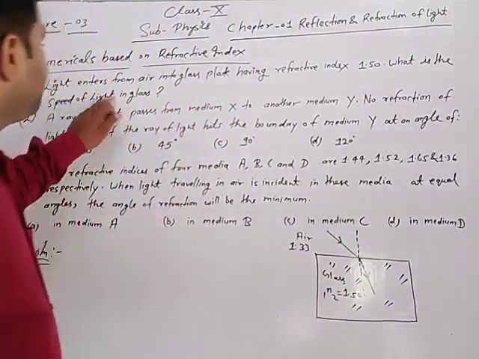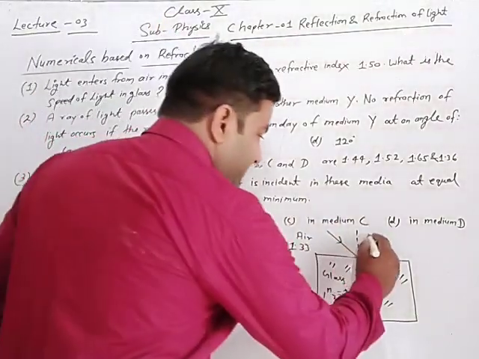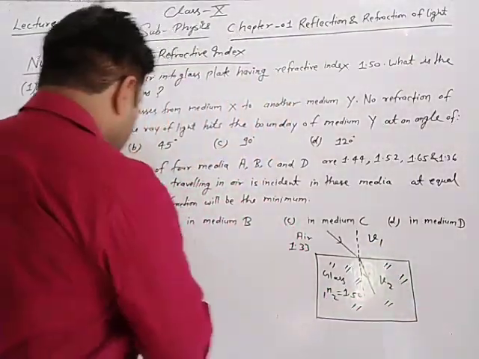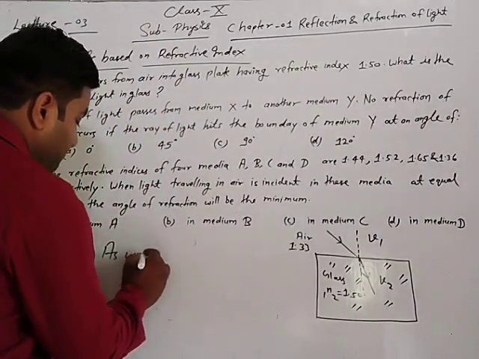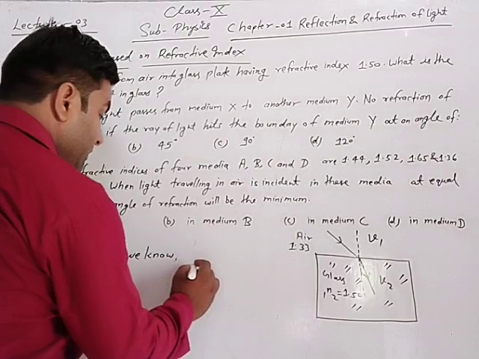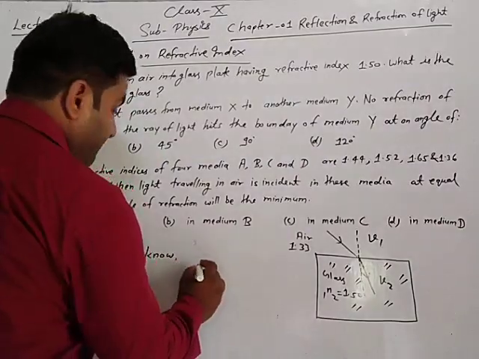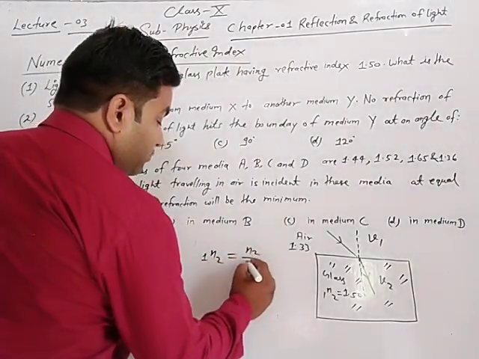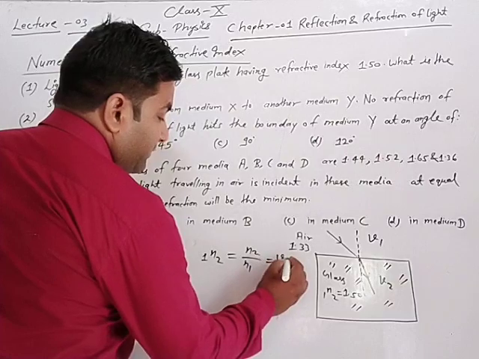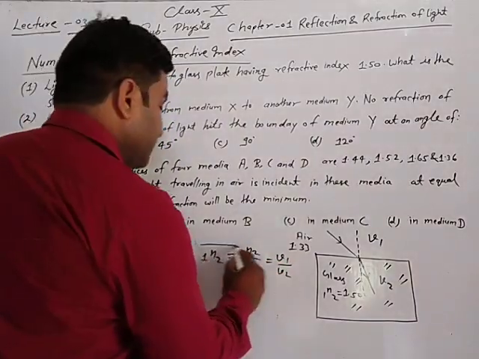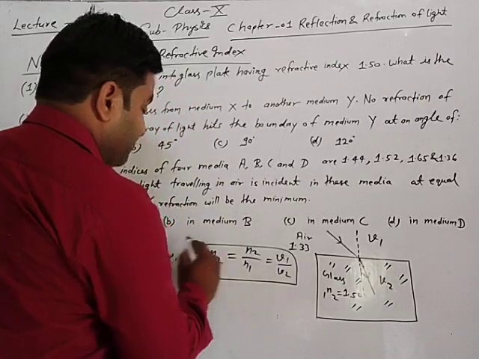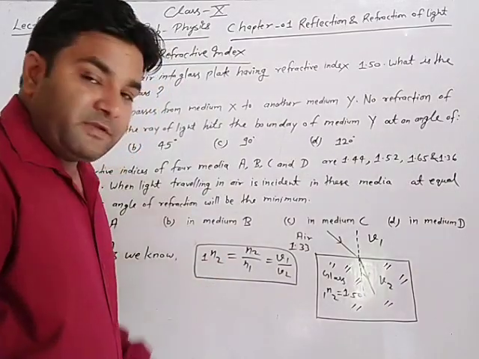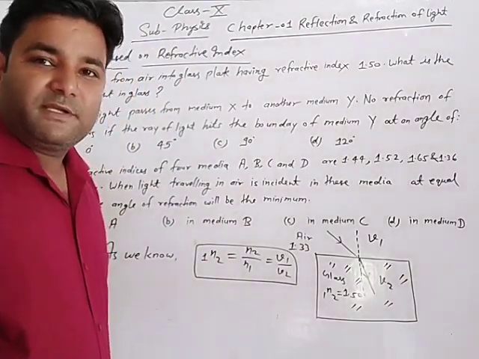And we have to calculate the speed of light in glass. So if the speed of light in air is V1 and the speed of light in glass is V2, we have to solve. As we know, 1n2 is equal to n2 upon n1 is equal to v1 upon v2. This is the formula concept, and I explained it in the previous lecture. When you review your previous concept, then there will be no confusion, everything will be easier.